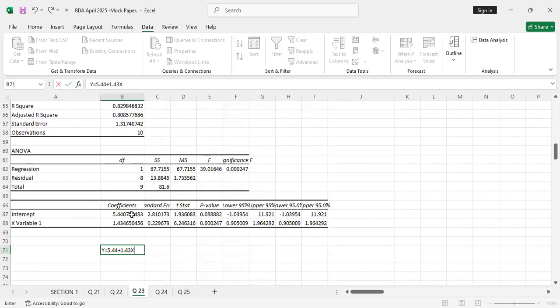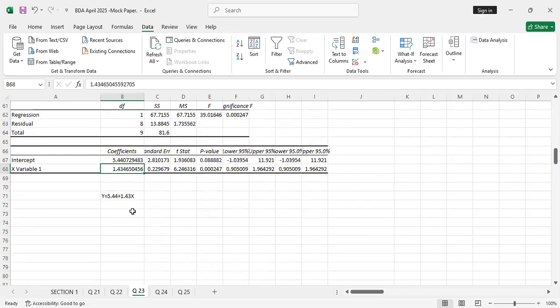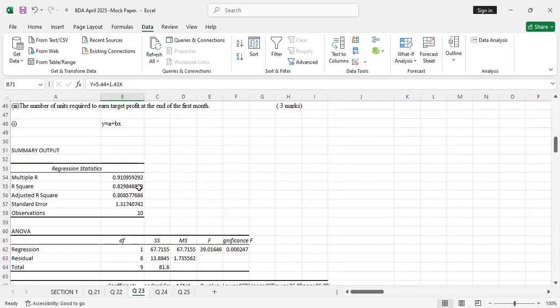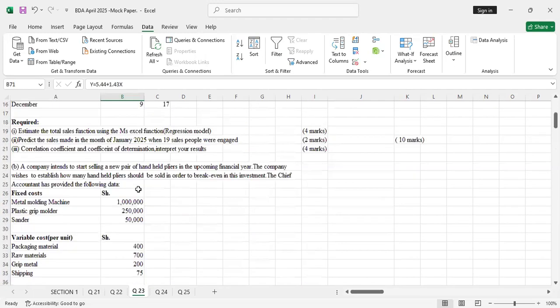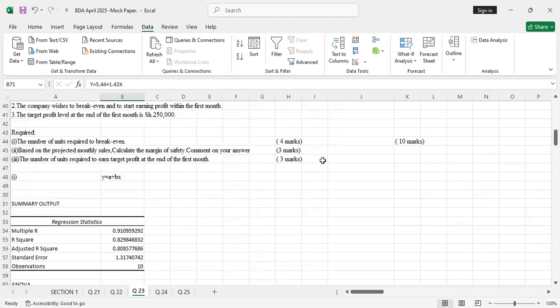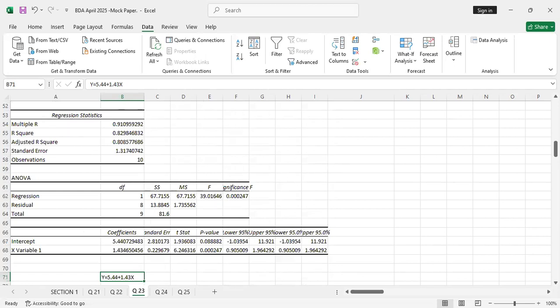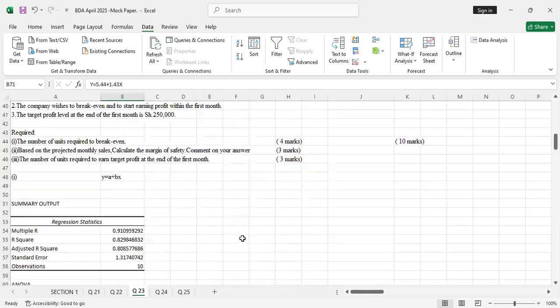So I've said the intercept, this one represents A, while this represents B. That's all you have to know. And by that, I've just done that question. We are done with part A, and you are able to get your 4 marks. The 4 marks is you get this table. Once you get this table, then you can just answer this. So you get a total of 4 marks there.